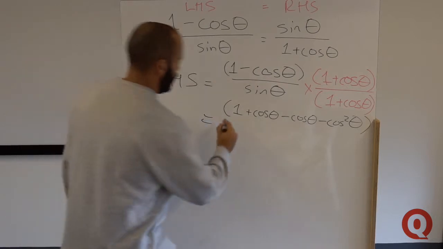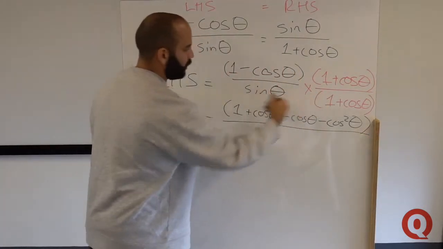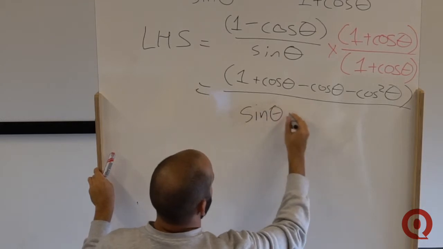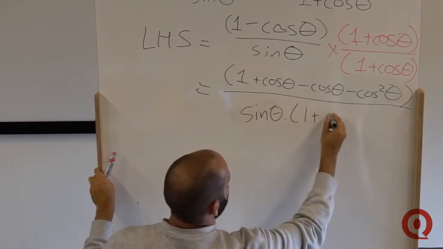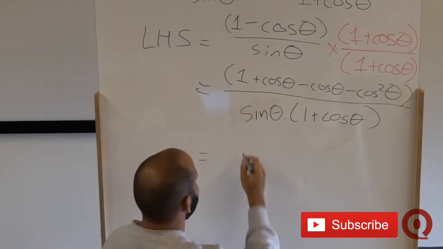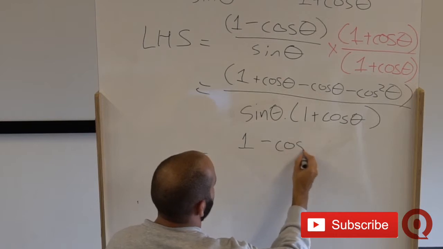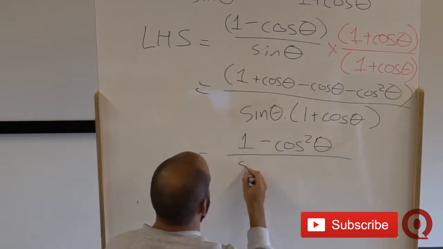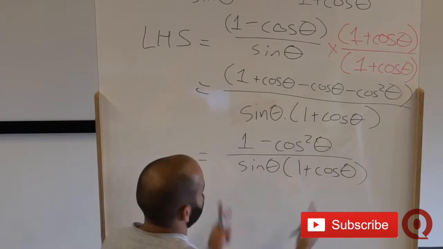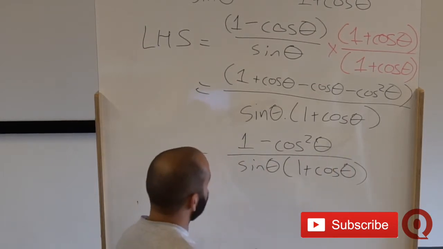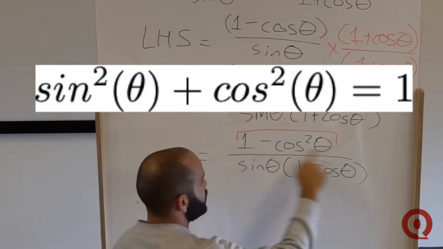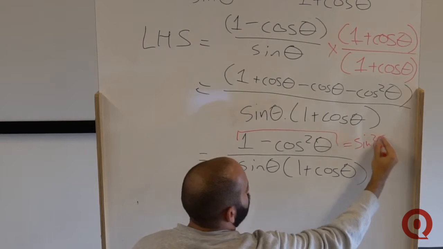Right? And divided by, what is in your denominator? Which would now be the product of these two terms. So, sine theta times 1 plus cos theta. What's the numerator? 1 minus cos squared theta over sine theta, 1 plus cos theta. And that over there is equivalent to the trig identity that you know. Cos squared theta plus sine squared theta equals 1. So this would be equivalent to sine squared theta.